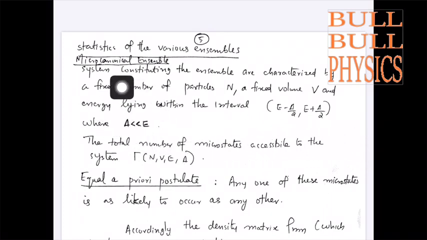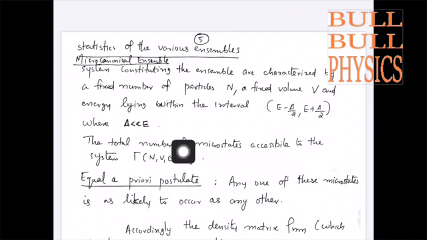So first we see the microcanonical ensemble. In the microcanonical ensemble, we consider systems which are characterized by a fixed number of particles N, fixed volume V, and the energy lying in a small interval E minus delta by 2 to E plus delta by 2, where this delta is far less than E. So the number of particles, volume and energy are fixed. Energy varies in a very small range.